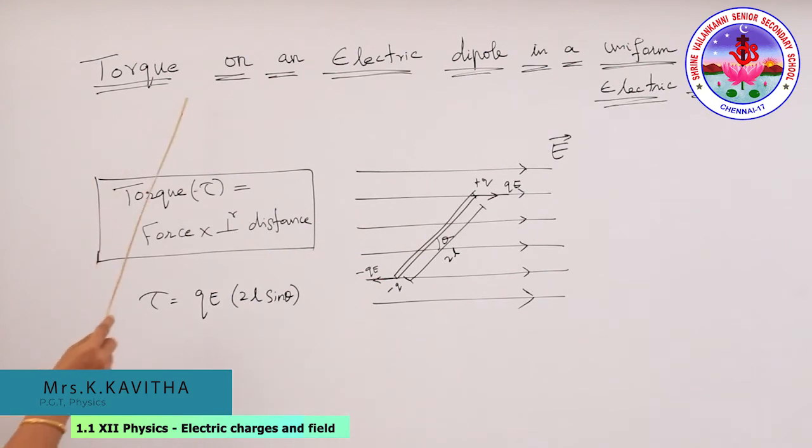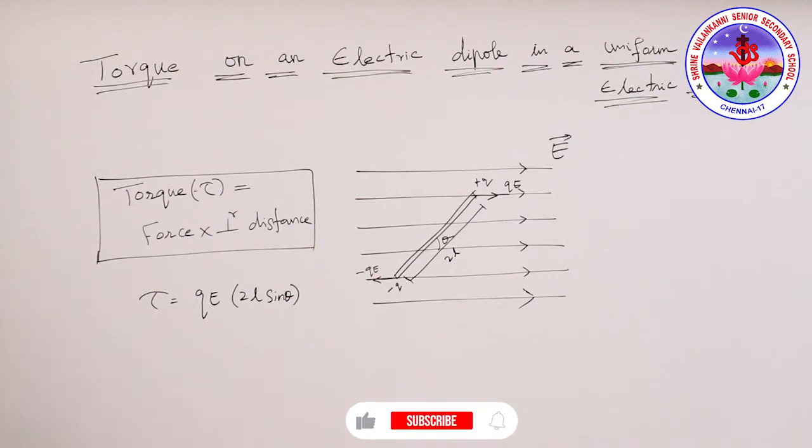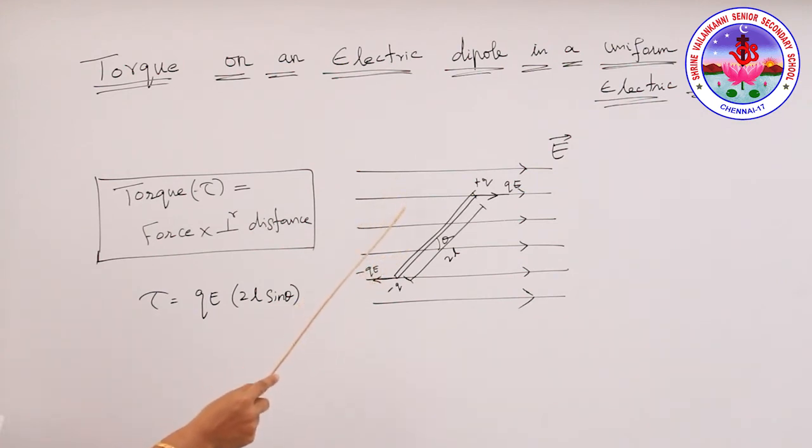Now, torque on an electric dipole in a uniform electric field. Suppose an electric dipole is held in a uniform electric field, that is the uniform lines of force which we kept here, this is the uniform electric field. Now, we kept it with an angle, it is held at an angle. Suppose what it will undergo, any translatory motion, or what can it produce? Let us see that.